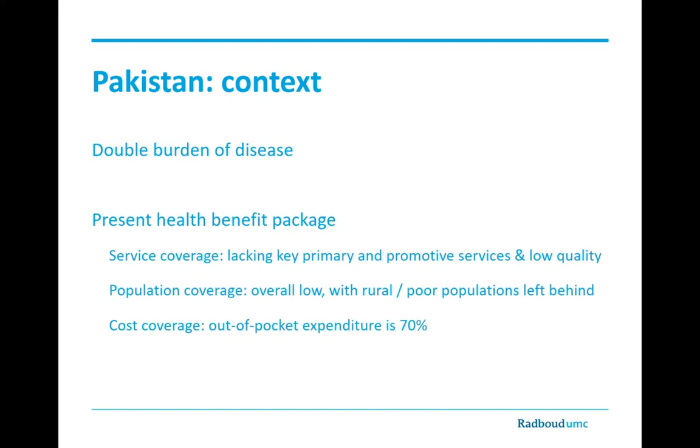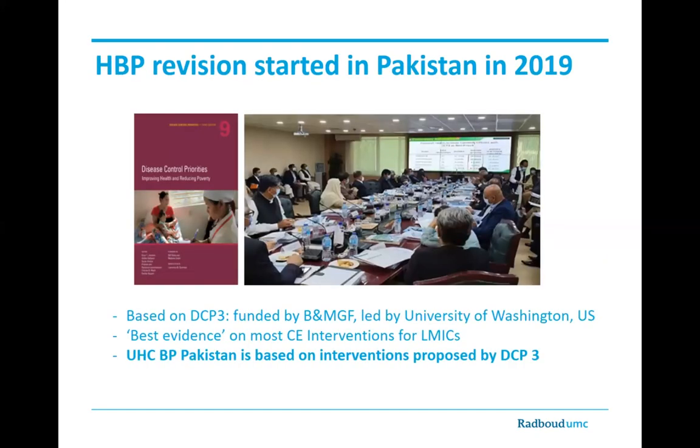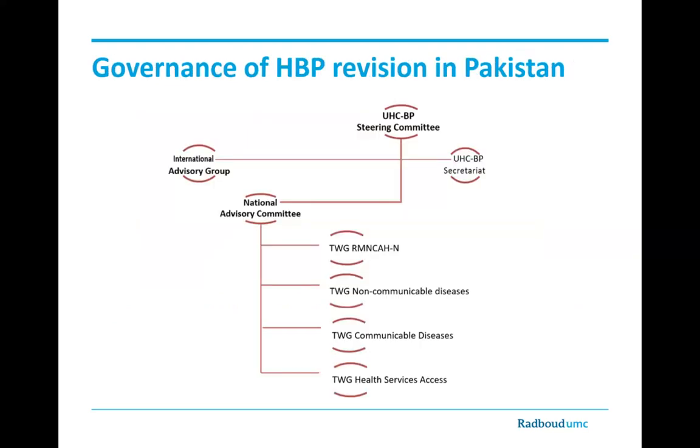So this project was DCP3, Disease Control Priorities 3, and it provides evidence on the most cost-effective interventions for low and middle income countries. There was this huge community of 500 technical experts, policymakers, and implementers that came together and developed DCP3. And Pakistan is one of the first countries to adopt DCP3 for development of its health benefit package. And now we are in the phase of implementation of this package of health services in Pakistan.